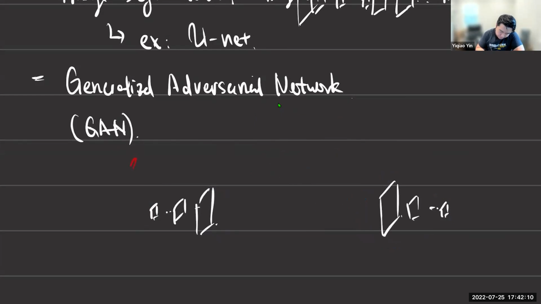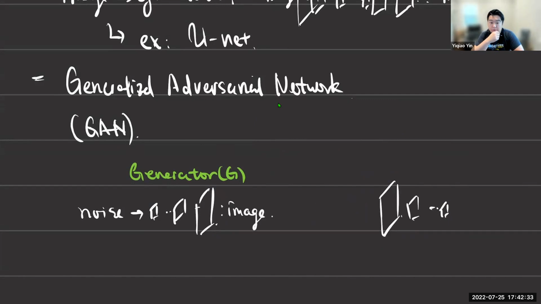This is called a generator. Or you can just call it G, right? A generator is taking a noise, going into the model, and generating a picture. So, image. Okay, and then this image is going to be sent through this thing here, and then come out with a score. So this is called a discriminator.